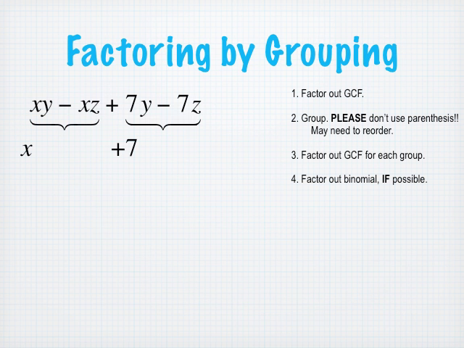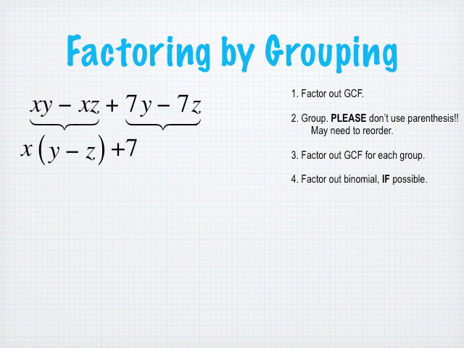If I factor x out of the first pair, what am I left with? Factor x out of xy, I'm left with a y. Factor x out of xz, and I'm left with a z. So I have y minus z. Again, take a second and double check. X times y is xy minus x times z is xz.